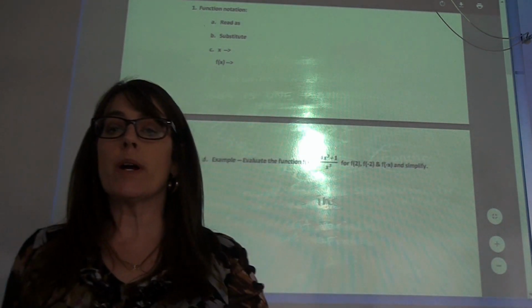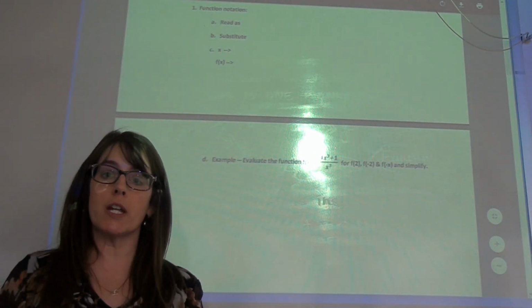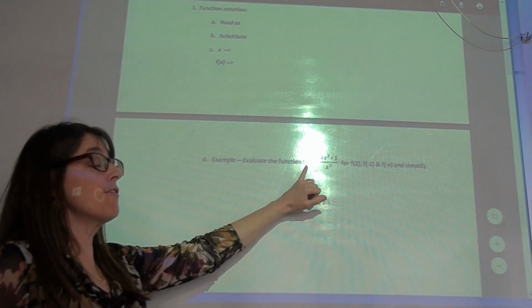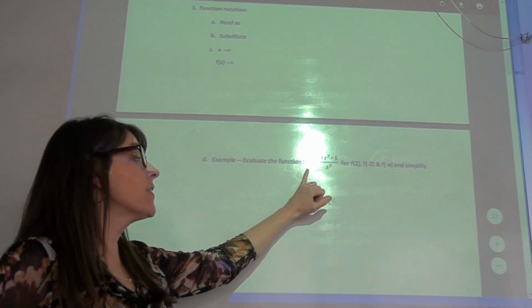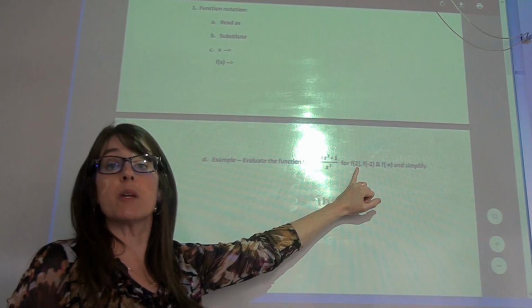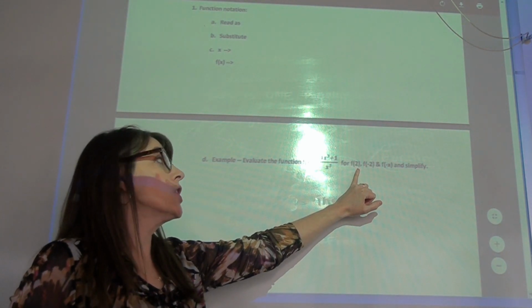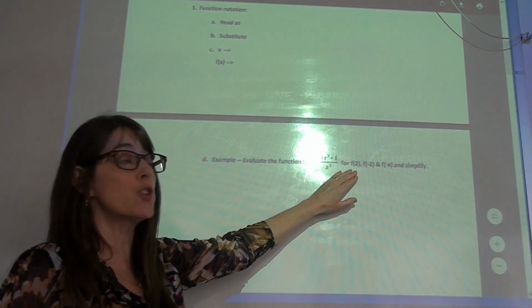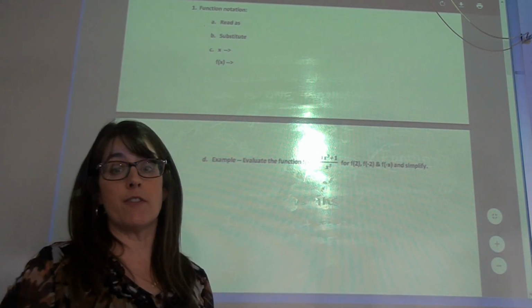So now that we know how to recognize that we have a function, let's take a look at what it takes to evaluate the function. Recalling that this is an f of x, and recalling that whatever is inside the parentheses gets substituted for the x, what we're going to do here is take this function and evaluate it for f of 2, f of negative 2, and f of negative x.